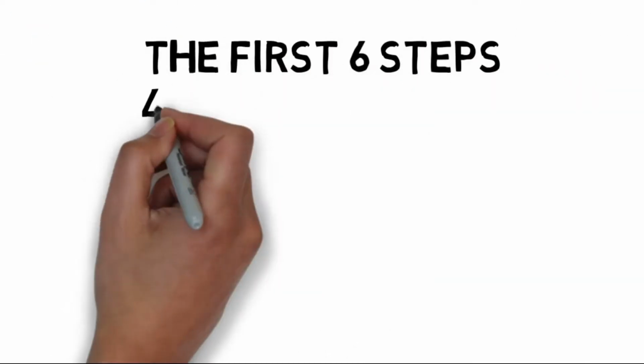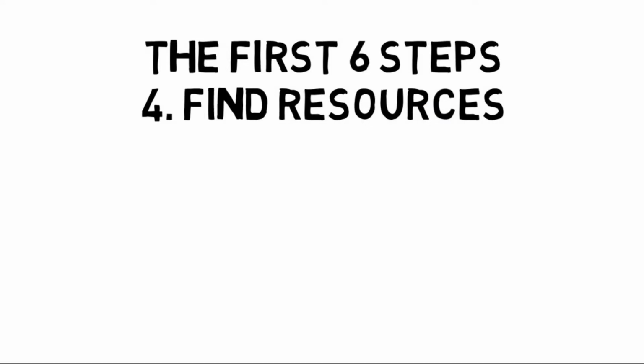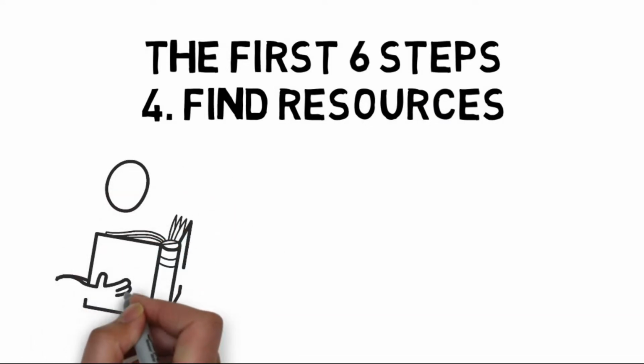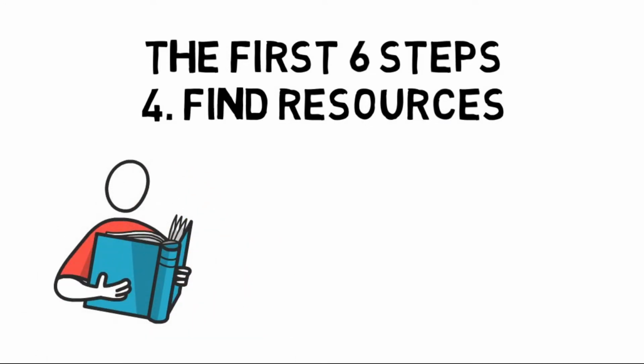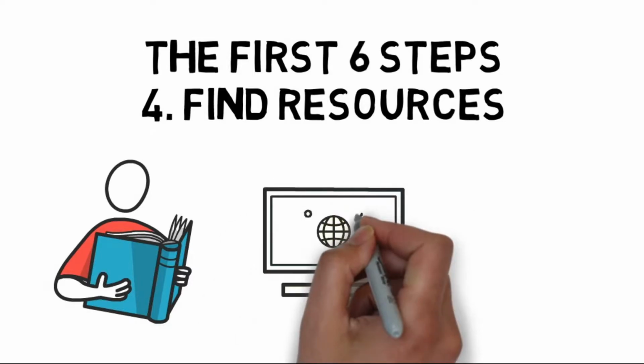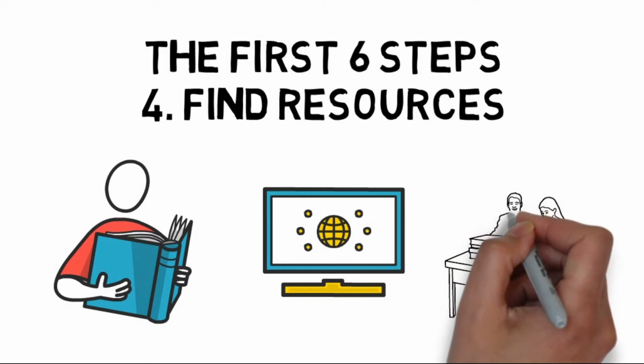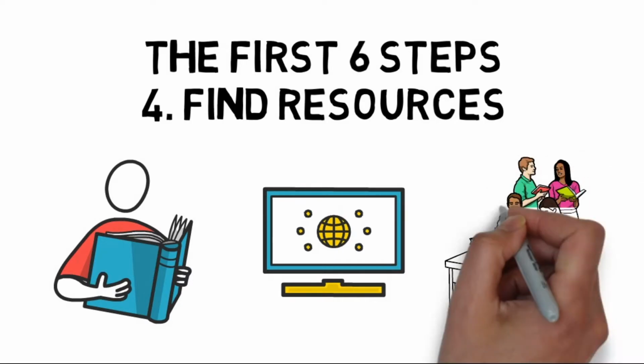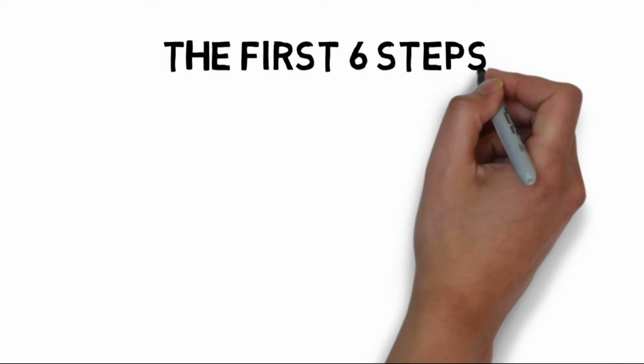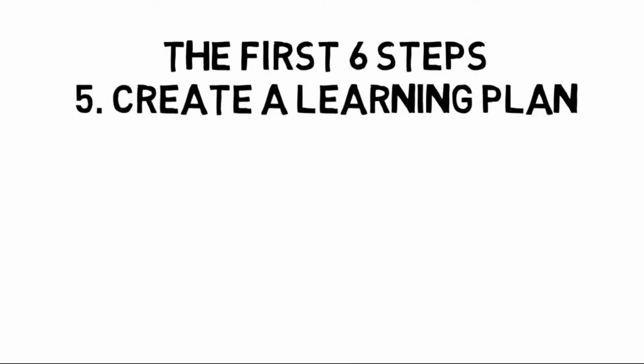The fourth step is to find resources on the topic that you want to learn. An example of good resources are books, trusted websites, or even a friend with some knowledge in the topic that you want to learn. The fifth step is to make a learning plan.